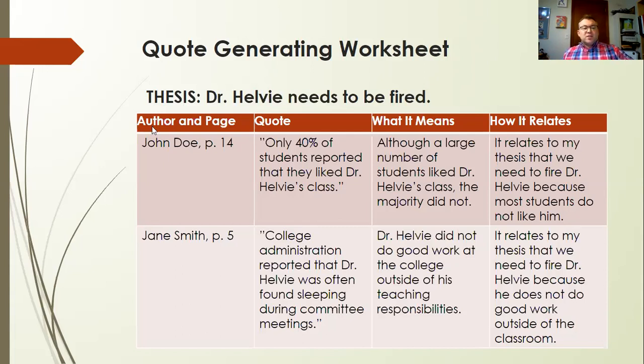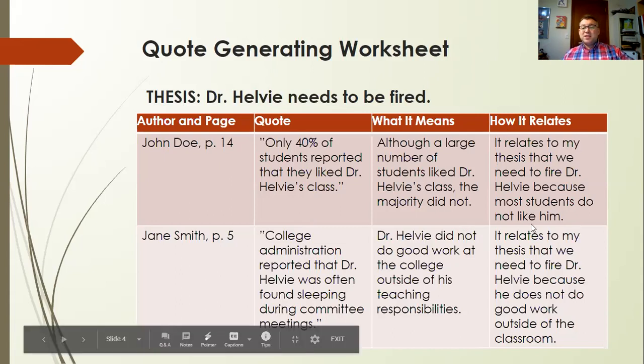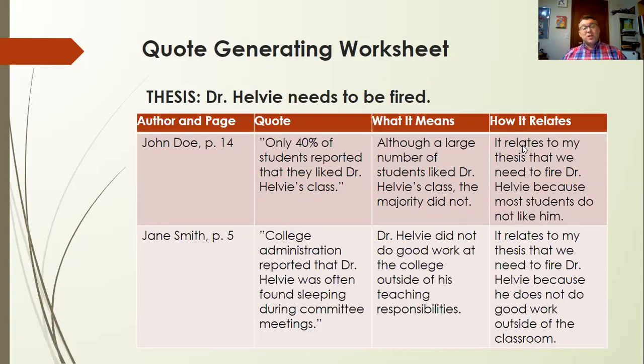So you'll see here, the first part is the author and the page. So I select the author's full name, and the page number where I found that. Okay, so here is page 14, and there's the direct quote that we looked at before. Here's why I think it's important, and I say what it means. Okay, talk about how a large number of students liked the class, but the majority did not. And then I explain how it relates back to my thesis. So when it comes time for me to write my paper, I have all of this information explained out. I can even copy and paste each one of these pieces into my paper to help provide those well-developed and well-explained details.